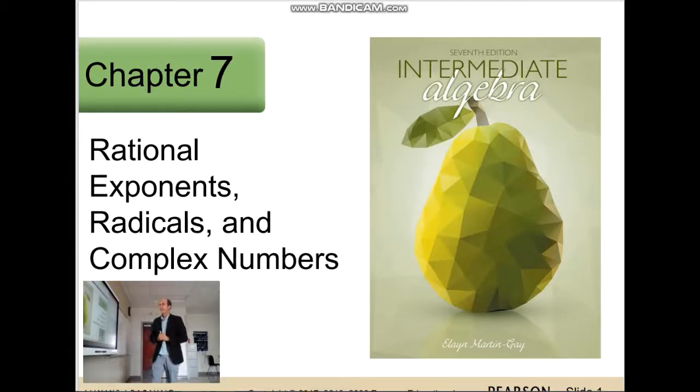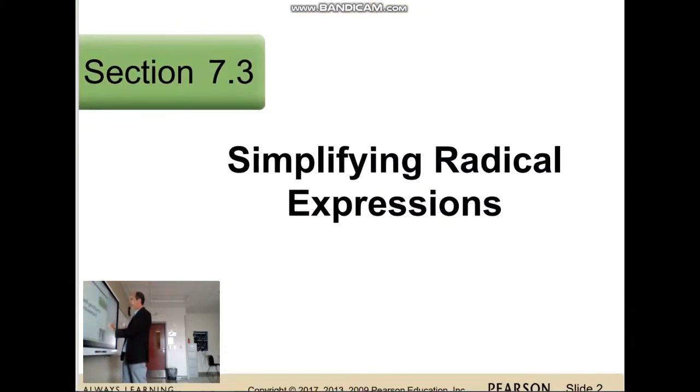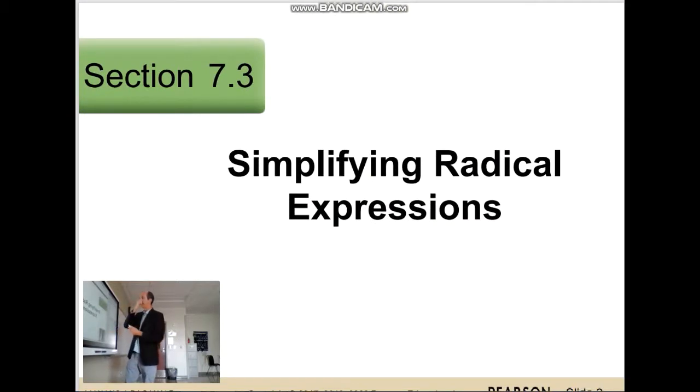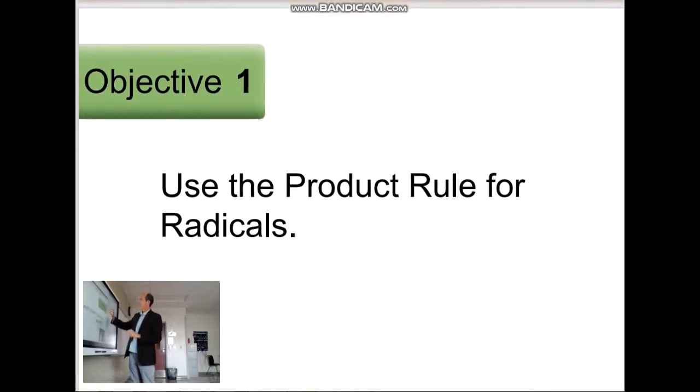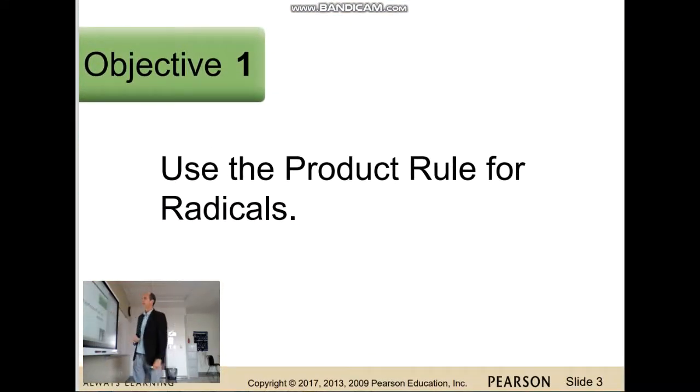Welcome back. We are on chapter 7, rational exponents, radicals and complex numbers, and we will work today on section 7.3, simplifying radical expressions. The first objective, number 1, use the product rule for radicals.